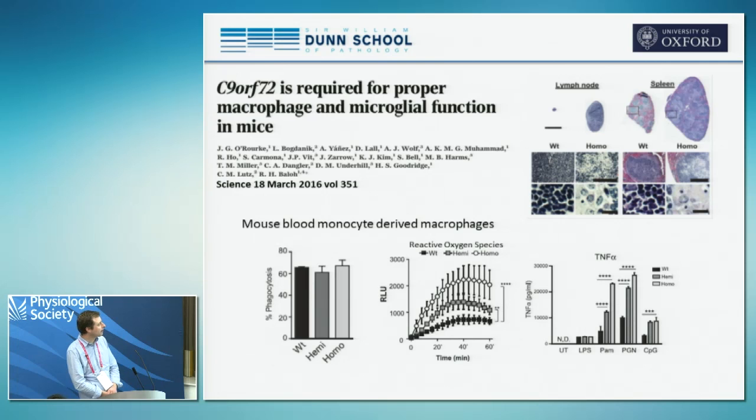To test this theory a little further, they took monocytes from the blood of these mice and generated macrophages. Here's a little snapshot of some of the results they found. There was no difference in phagocytosis and uptake of zymosan particles amongst the different blood monocyte-derived macrophages. However, after uptake of zymosan, which is a yeast particle, there was a sudden increase in reactive oxygen species production in both the homozygote and hemizygote knockouts versus the wild-type control. Interestingly, in response to various stimuli, LPS, PAM, PGN, and CpG, they also saw increased TNF-alpha secretion in both the homozygote and hemizygote knockouts versus the wild-type controls.